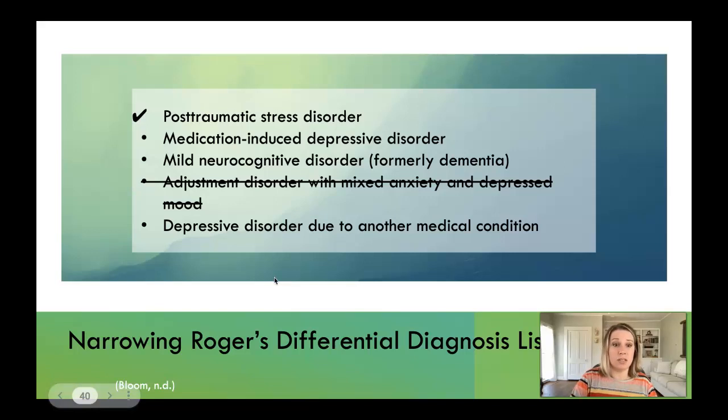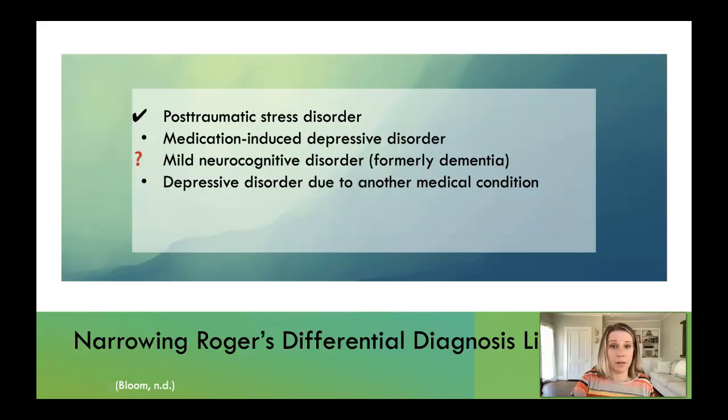Next, let's look at the adjustment disorder. Since Roger meets full criteria for PTSD, and he's already been diagnosed with it by us, we can eliminate adjustment disorder because one of the criteria for adjustment disorder is that the client's symptoms can't be better explained by a different disorder. So we're going to cross that one off. We check PTSD, we cross off adjustment disorder.